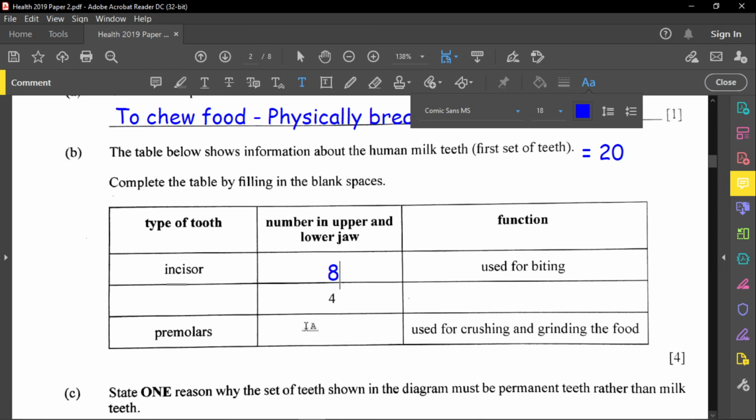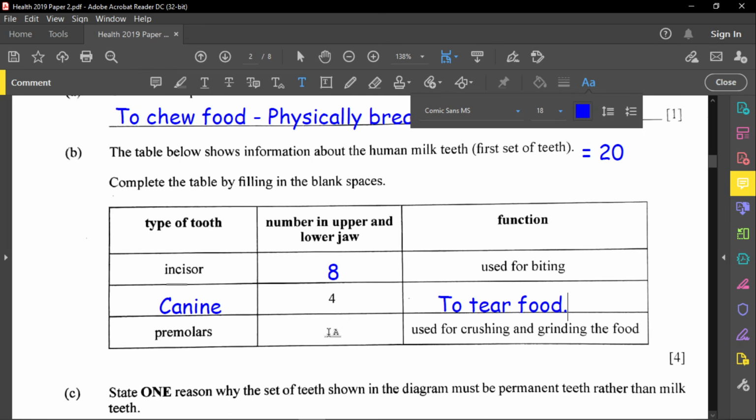Let's go to the next one right here. This is saying 4 upper and lower, so this will be the canine. Notice, please, this is the total number in the mouth, because they're talking about the upper and lower jaw. Please pay attention to the questions and the words they use, so you do not make any mistakes. The purpose of canine teeth is to tear food, especially when you're eating meat.